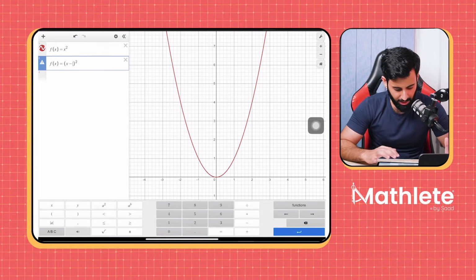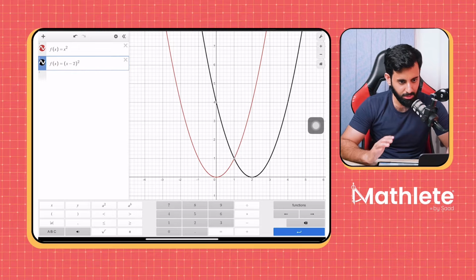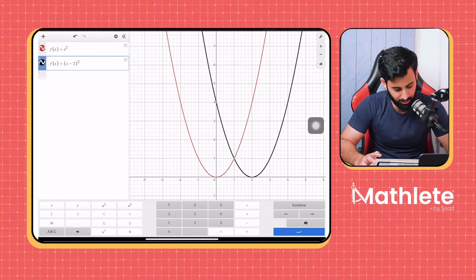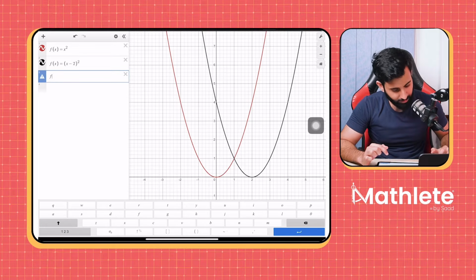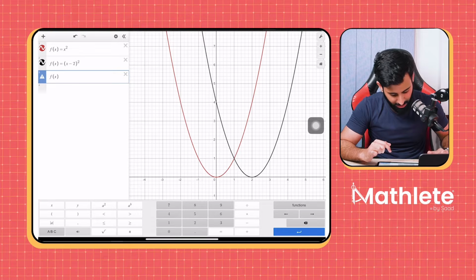So let's bring this back to 2. When I subtract 2, the graph moves 2 units towards the right. Okay, let's do one thing. Instead of subtracting 2, now let's add 2. What do you think will happen if I add 2?